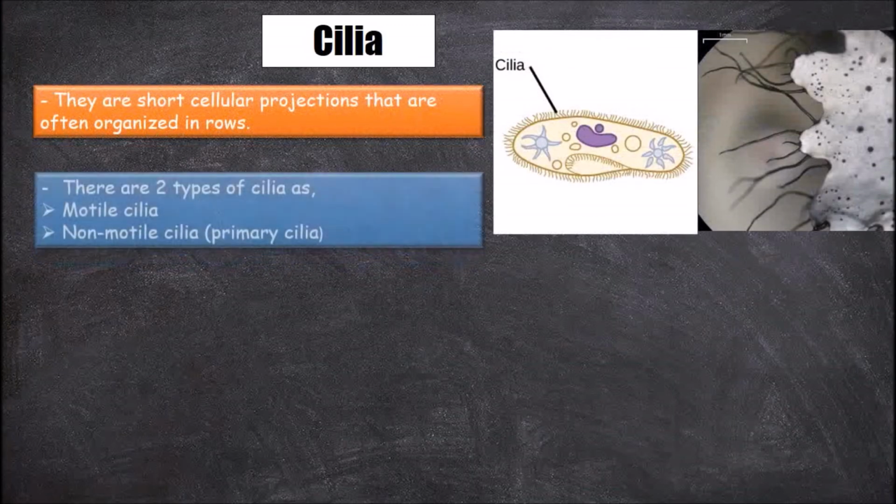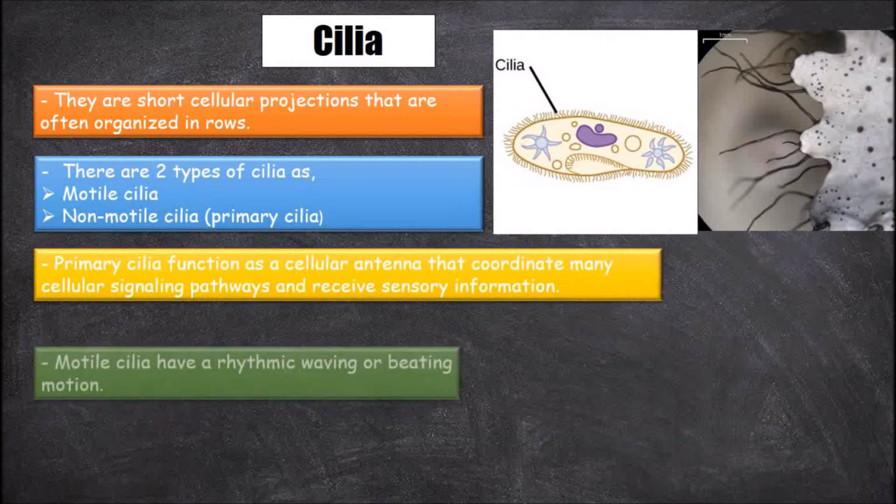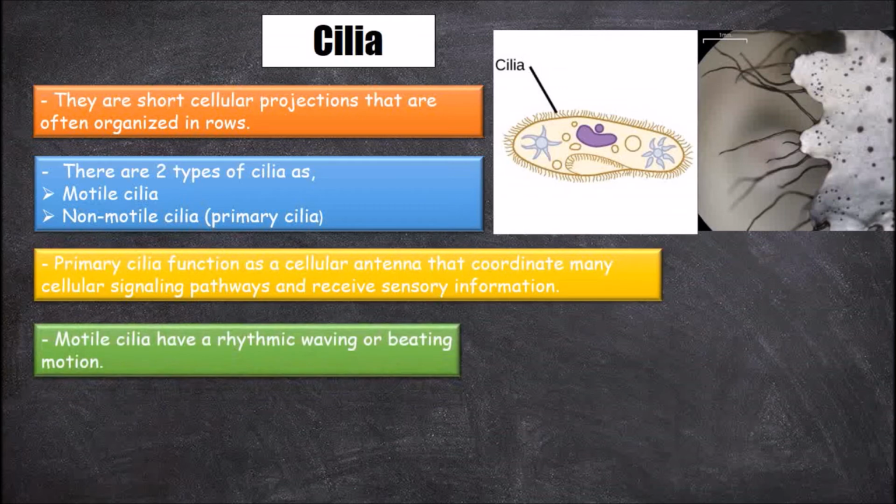Cilia. Cilia are short cellular projections that are often organized in rows. There are two types of cilia: motile and non-motile cilia. Non-motile cilia are also known as primary cilia. Most cells only possess a single primary cilium. Primary cilia function as a cellular antenna that coordinates many cellular signaling pathways and receives sensory information.